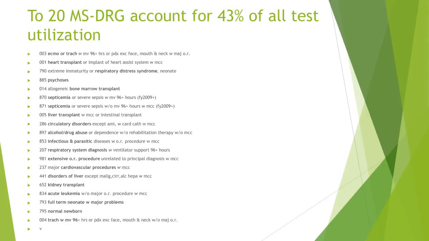This is a very hard slide to read, but it's looking at what are the top MS-DRGs in my system? And in this case, 20 DRG categories accounted for 43% of all test utilization in this institution. So this is a way to start, because you can address a significant amount of your utilization by focusing in on these DRG categories.